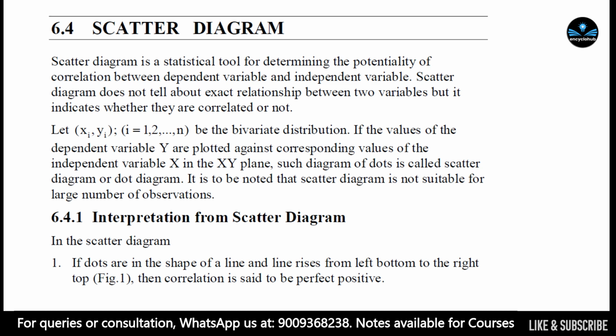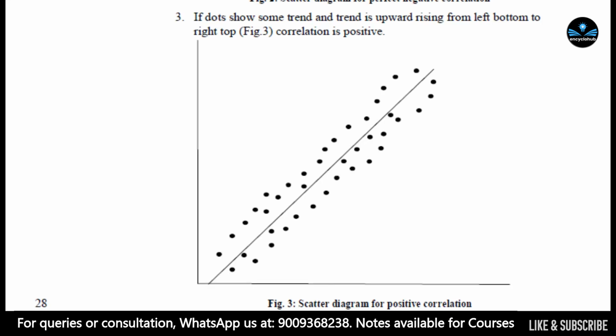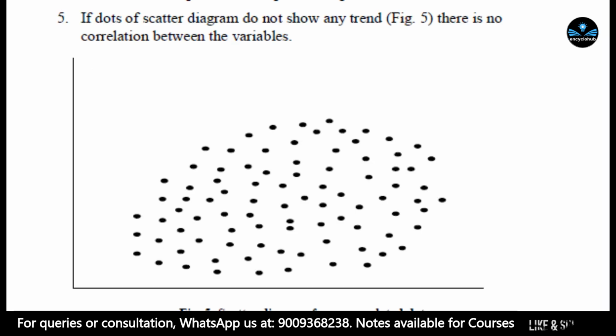3. If dots show some trend and the trend is upward rising from left bottom to right top, figure 3, correlation is positive. 4. If dots show some trend and the trend is downward from left top to the right bottom, figure 4, correlation is said to be negative. 5. If dots of scatter diagram do not show any trend, figure 5, there is no correlation between the variables.